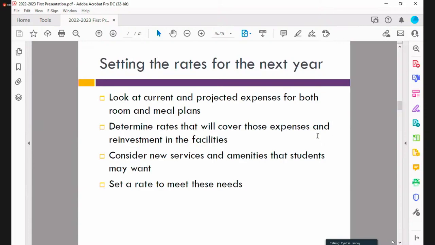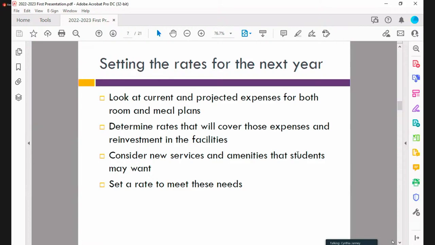So setting the rates for next year, we look at our current expenses and our projected expenses for both the room and the meal plans. In fact, I just got out of a meeting talking about expenses for meal plans for the coming year. We determine rates that will cover those expenses and also some reinvestment in the facilities. We consider the new services and the amenities that students want.